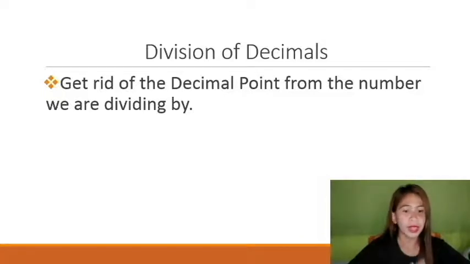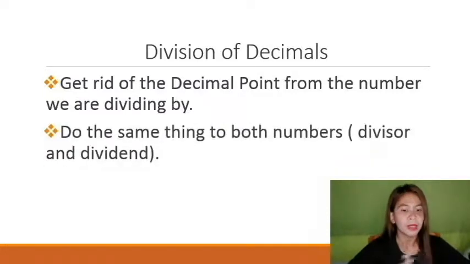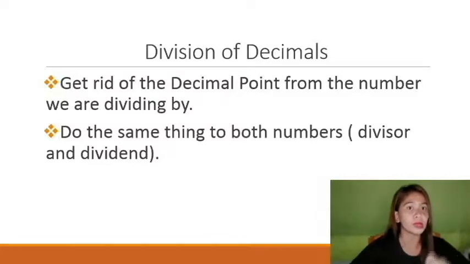Okay, so first, get rid of the decimal point from the number we are dividing by. So the divisor should be a whole number. Do the same thing to both numbers. However many places you move the decimal point in the divisor to make it a whole number, move the decimal point in the dividend the same number of places.